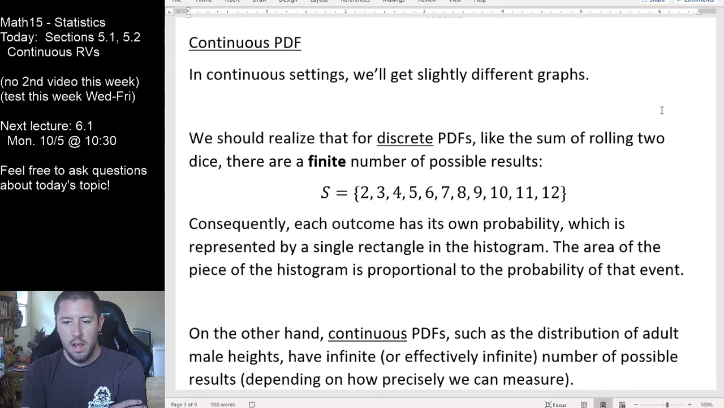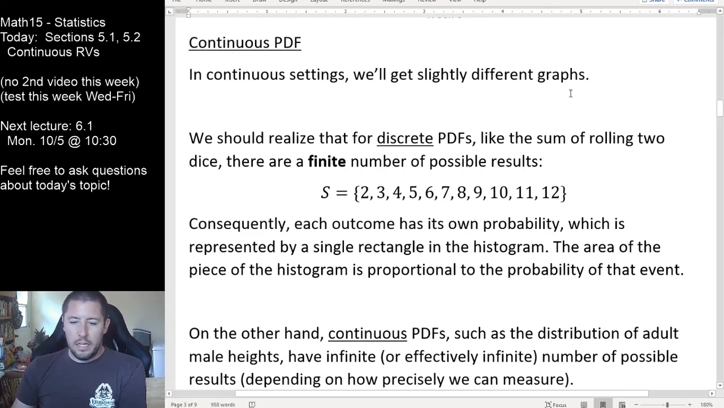We can represent each of those probabilities as a single rectangle in a histogram, and the area of any chunk of the histogram, not just one rectangle, but maybe several rectangles, is always going to be proportional to the probability of experiencing that event of interest that's been spanned by those rectangles. So, again, strongly we want to associate the concept of area of a graph with probability of an event. That's our big, broad concept takeaway from this unit.